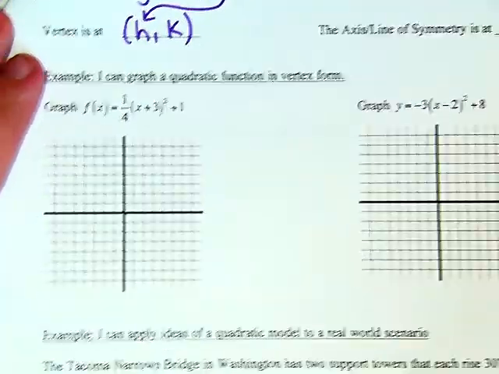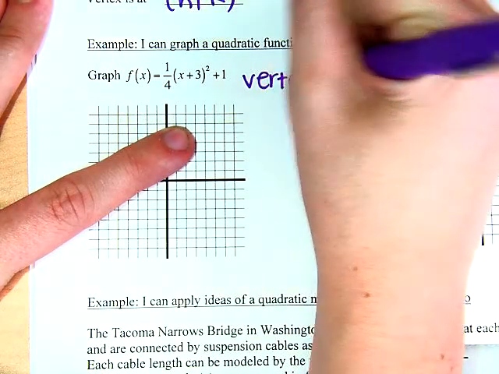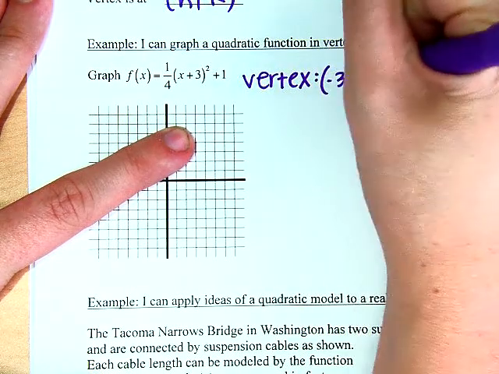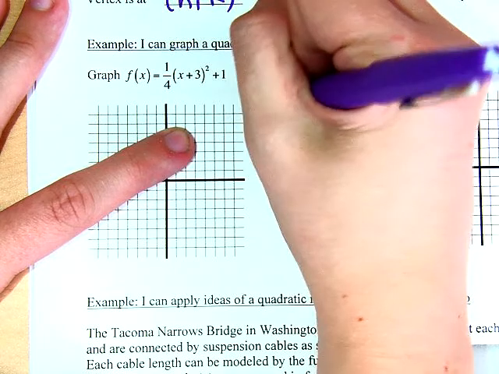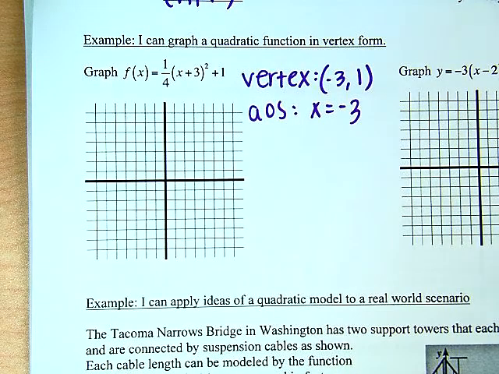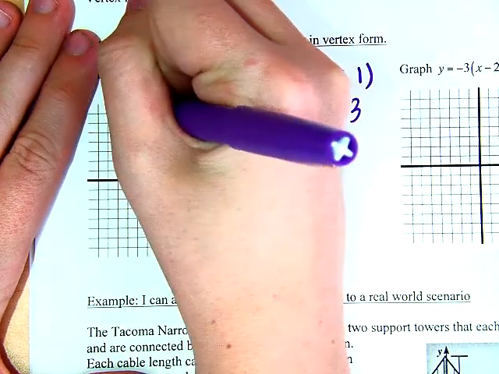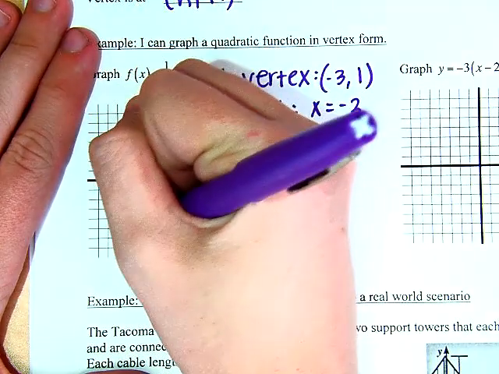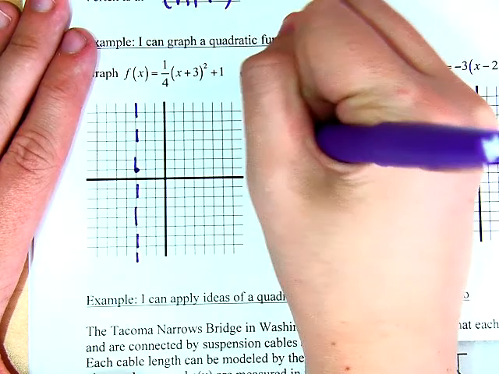So graphing this thing, I need my vertex. It's in vertex form, so my vertex, nice and easy to find, would be (-3, 1). My line of symmetry or axis of symmetry is at x equals -3. And then I just need one more thing to make this graph, because if I go to (-3, 1) and draw my line, I just need one more point to reflect over that line. So let's do my y-intercept.